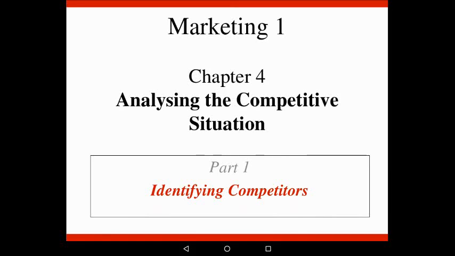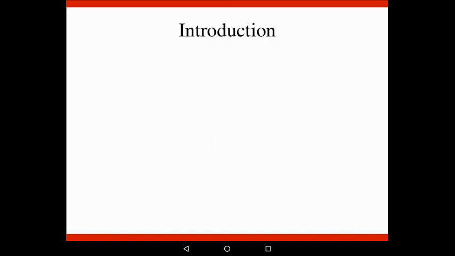Chapter 4, Analyzing the Competitive Situation, Part 1, Identifying Competitors.